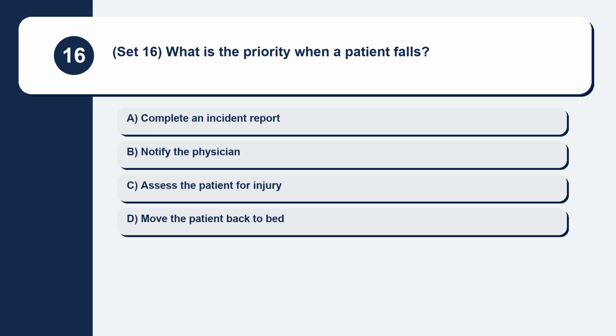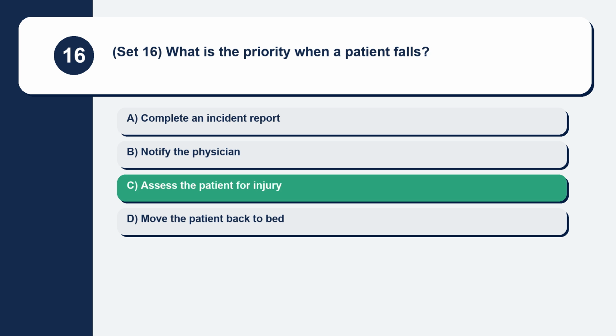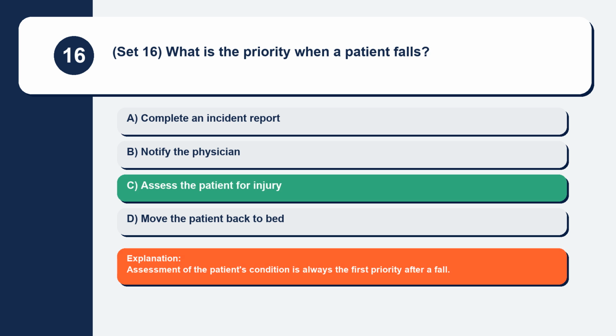Question 16. Set 16. What is the priority when a patient falls? Complete an incident report. Notify the physician. Assess the patient for injury. Move the patient back to bed. Assessment of the patient's condition is always the first priority after a fall.